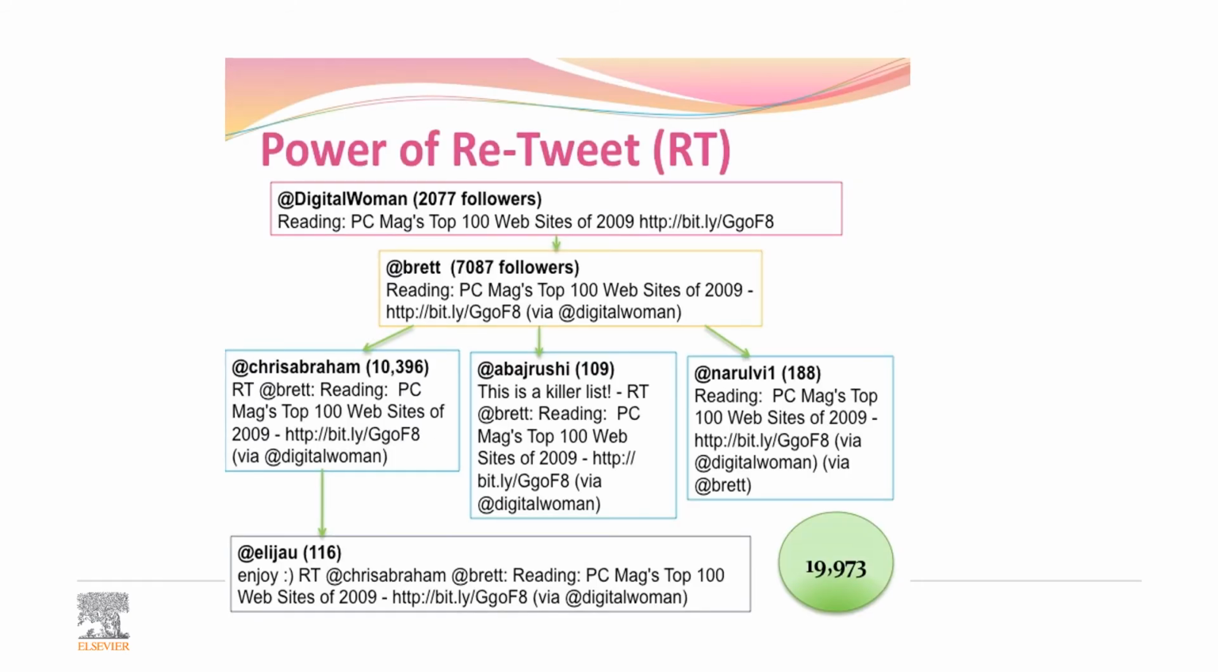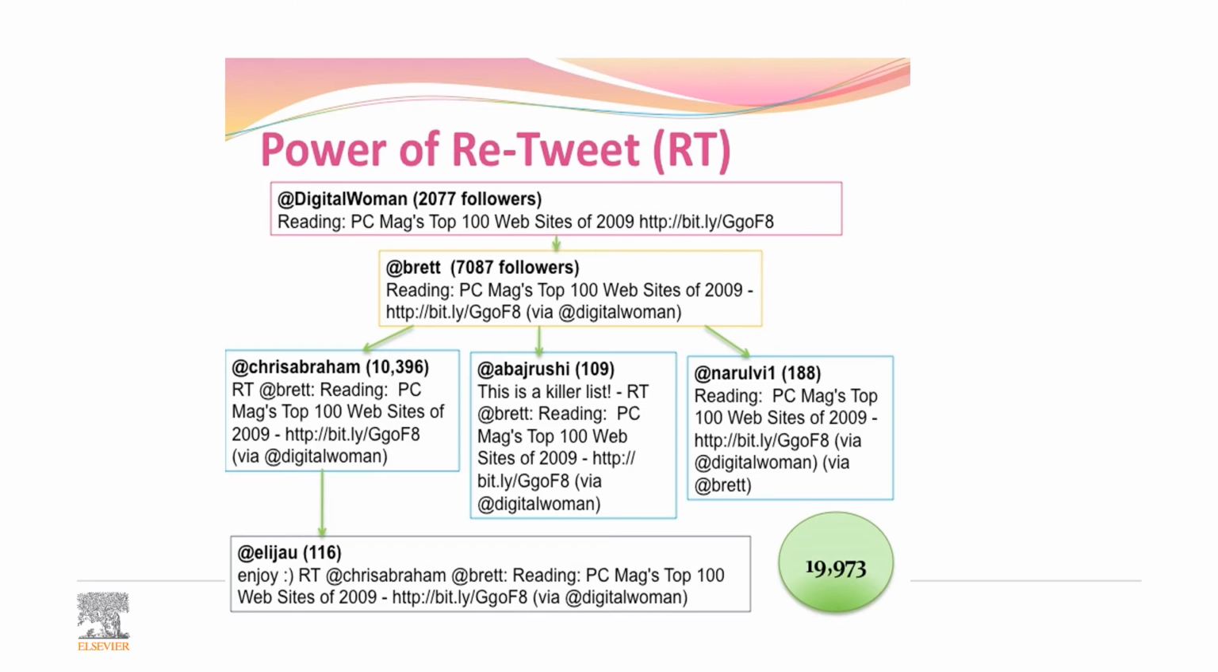So here's an example of the power of a retweet. This has nothing to do with academic nursing or academic publishing, but there's one tweet by a magazine called Digital Woman. It gets retweeted essentially at 3 levels. It's retweeted by someone who picks it up on the journal. 3 other people retweet that, and one of those retweets that. And depending on the number of followers, it can potentially reach a great many people.